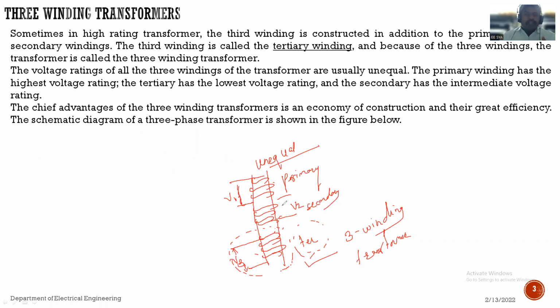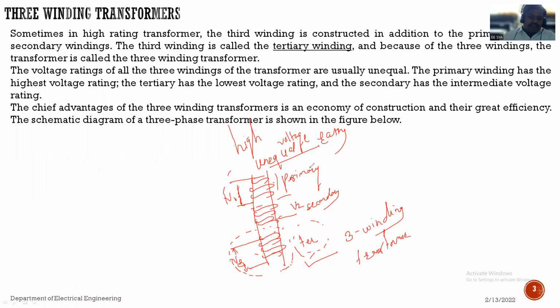See how the rating can be adjusted. See that the primary winding has the highest voltage rating. This primary winding has a high voltage rating, and the tertiary winding, that is the third winding, has the lowest voltage rating. Okay, and the secondary winding is intermediate in between those two.